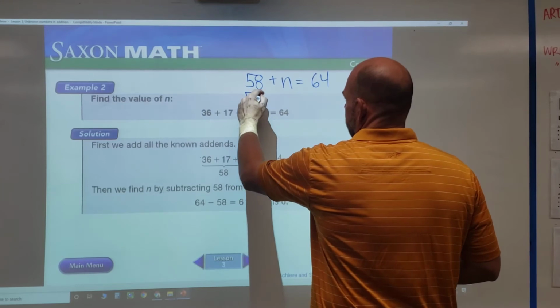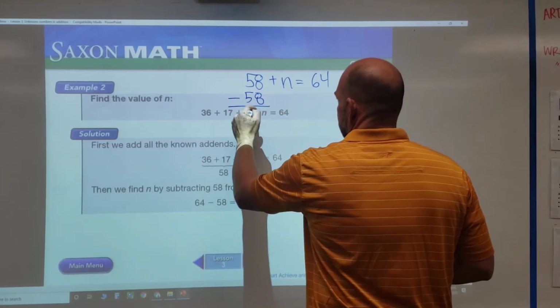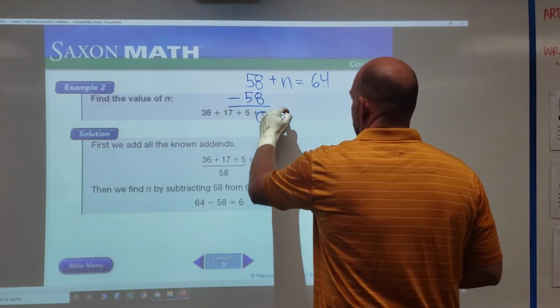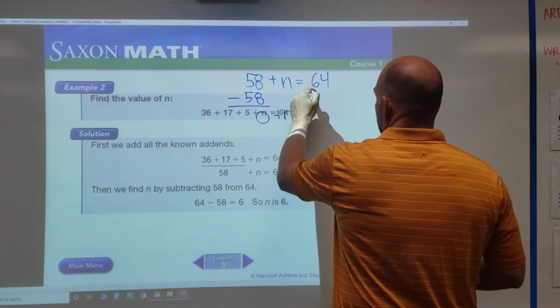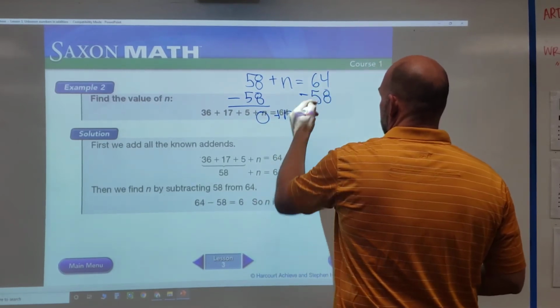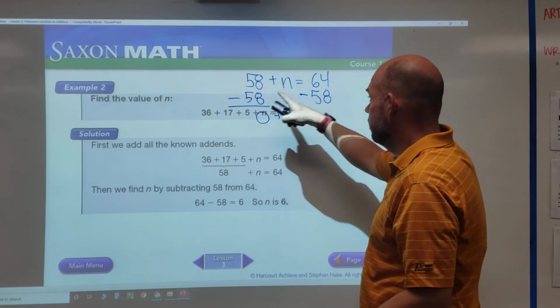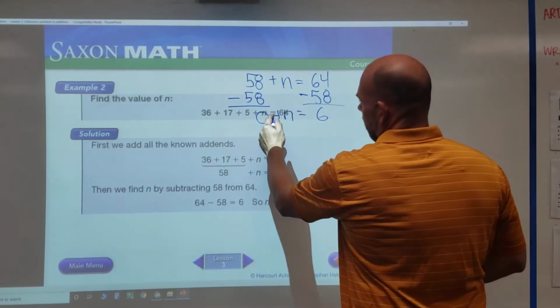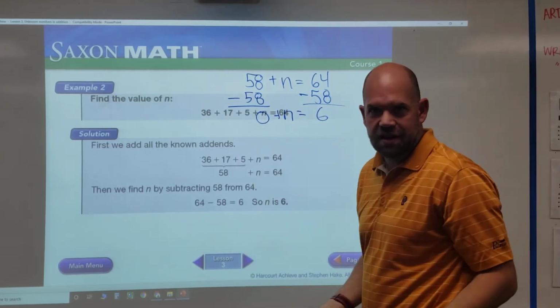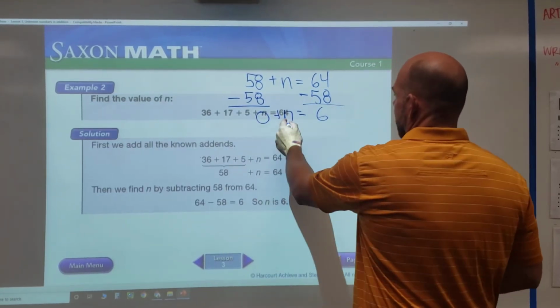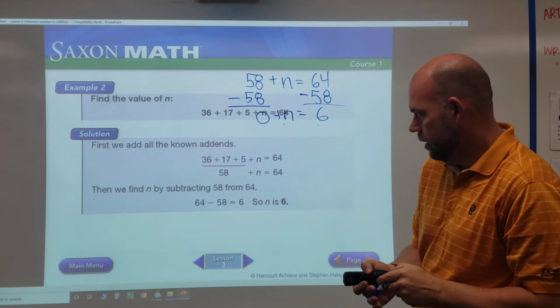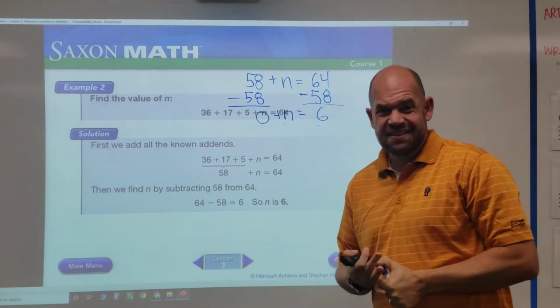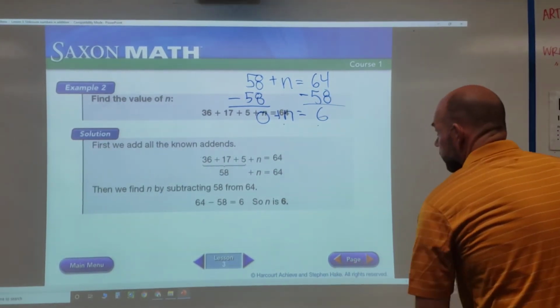So we just subtract that 58, and that gives us nothing plus n. And then we have to also subtract it from over here, because that would be equal, right? So if we're subtracting 58 from both sides, that gives us 6. Obviously, we don't need to say anything about the 0 plus n, so it's just n equals 6 at this point. So I like to do it that way. It just simplifies it for me in my mind.